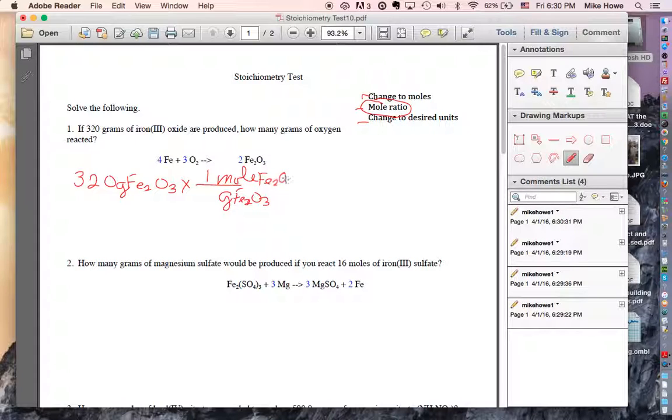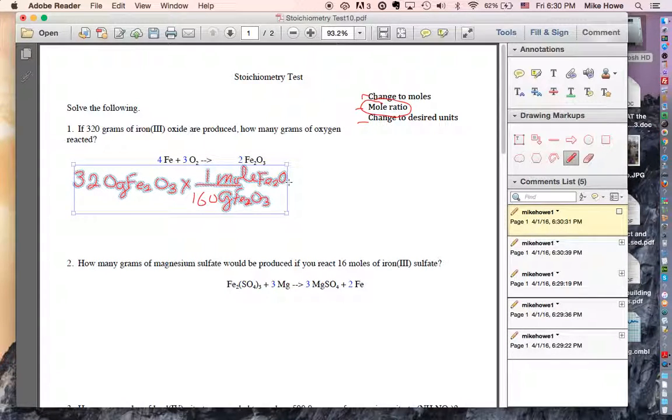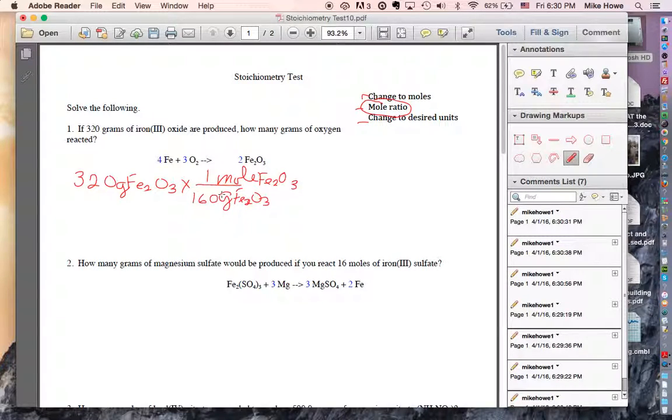You may remember that 1 always goes with moles, except when we're talking about the mole ratio. So 1 mole of iron 3 oxide is 160 grams. The symbol for iron 3 oxide is Fe2O3. All right, so it's 160 grams. Then, now we've got moles. In case you're doing it in your head, it's 2 moles.